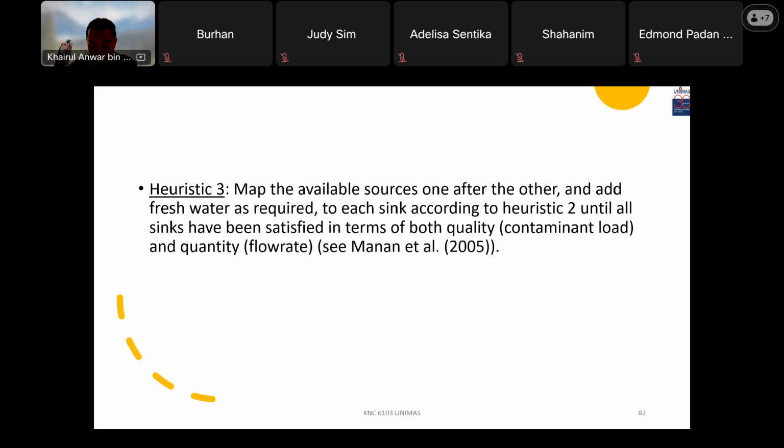So what does this rule 3 mean? For sink 1, for example, if it requires 50 ton per annum, the fresh water incoming for sink one and source one should be matched, that is, the requirement of sink one. Later we have the example.